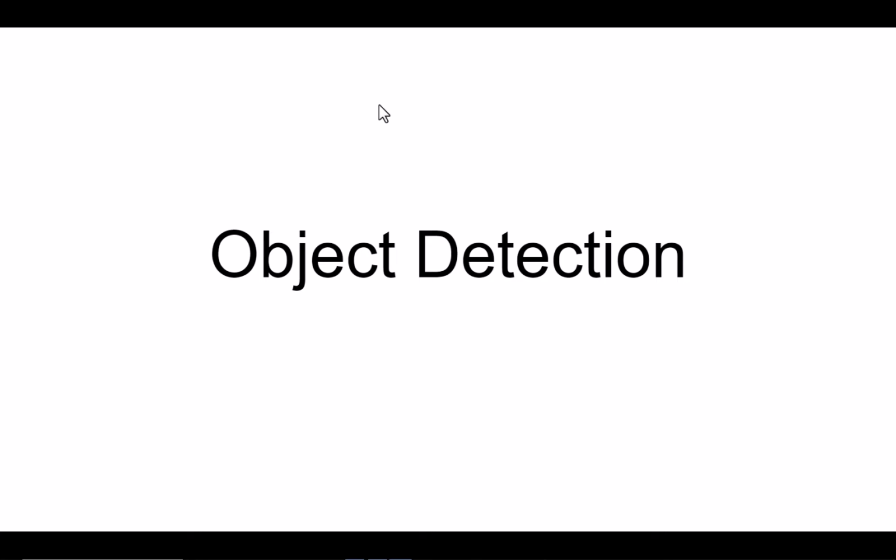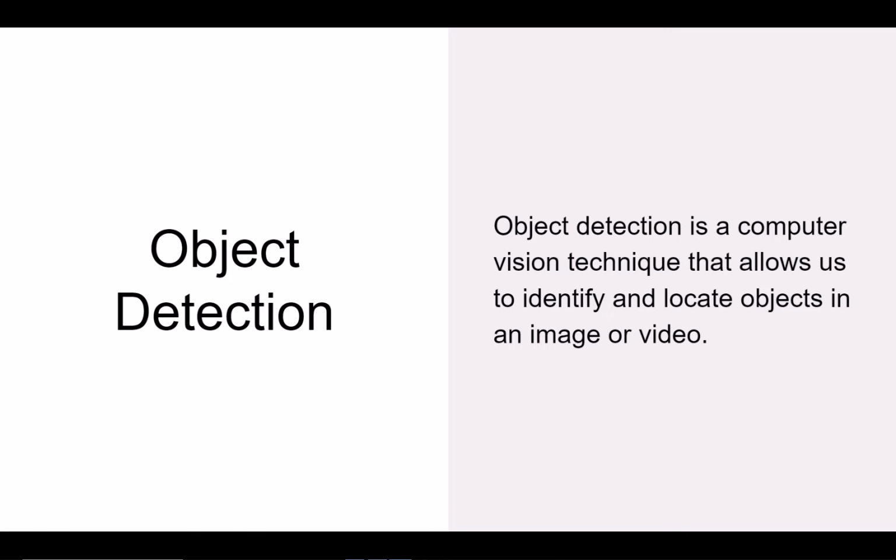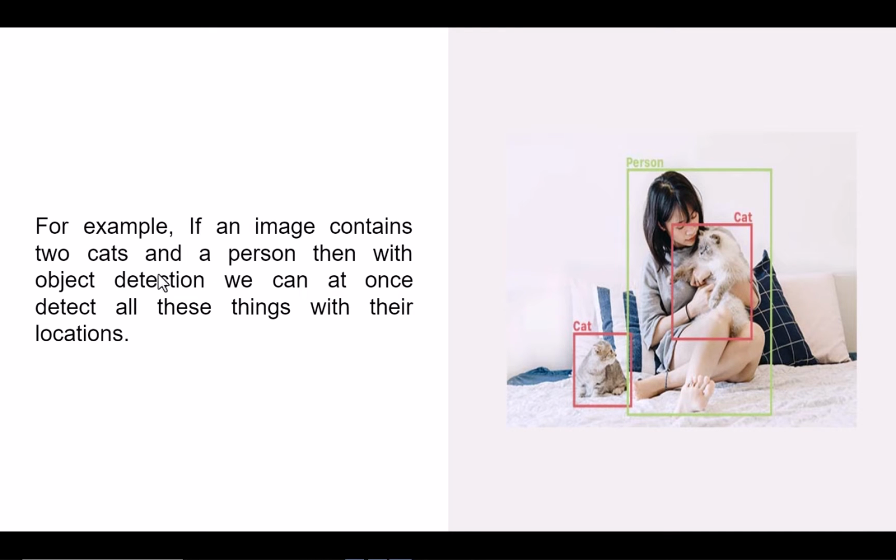Welcome to this lecture. In this lecture, we will cover some basic introduction of object detection and its use cases. So, what is object detection? Object detection is a computer vision technique that allows us to identify and locate objects in images or video. For example, if an image contains two cats and a person, then with object detection model we can detect all these three things at once.